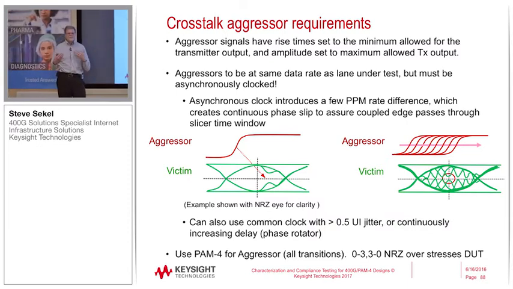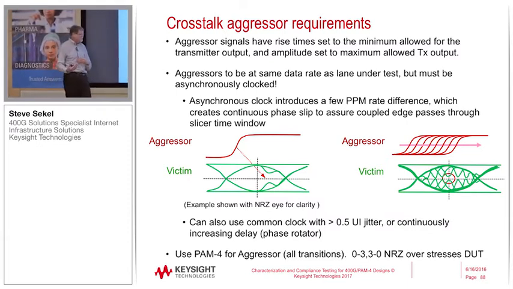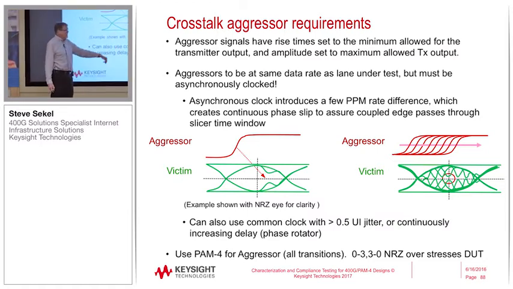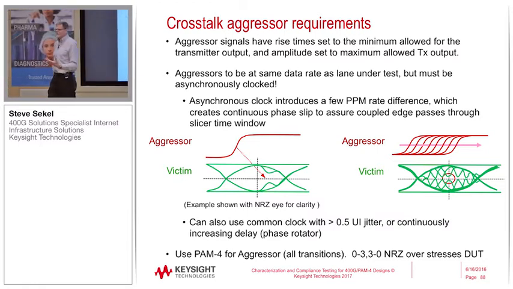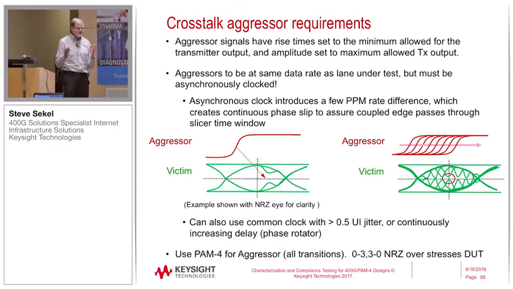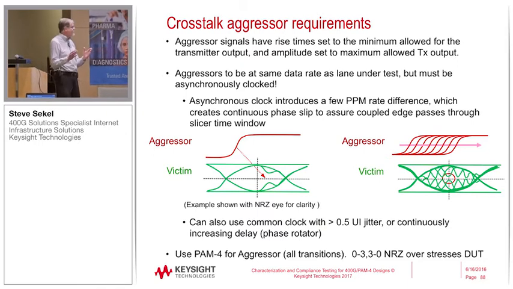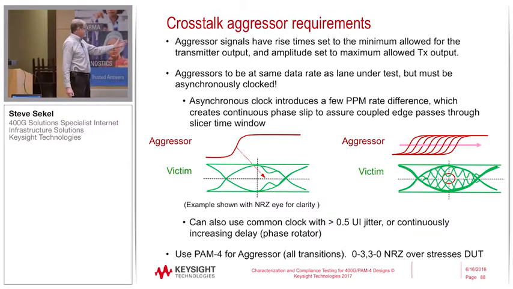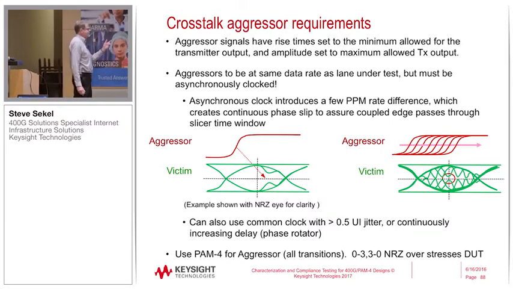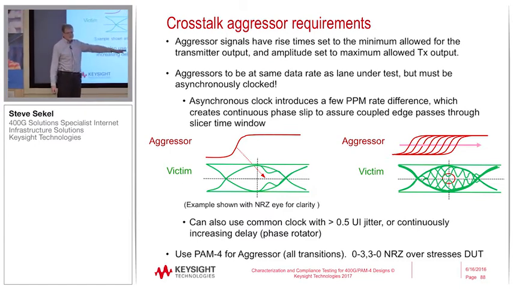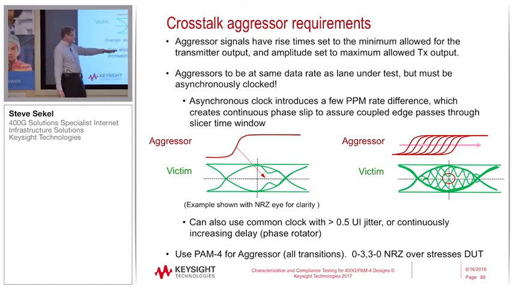If it's a multi-channel BERT that has multi-channel stress, which a few do, not many, you can take that second channel and just put in some very low frequency SJ that is more than half of a UI of jitter, that makes sure that you cross all the way across the eye, then that'll do the job as well. And then some other instruments that have been out there specifically for the purposes of aggressor generators.